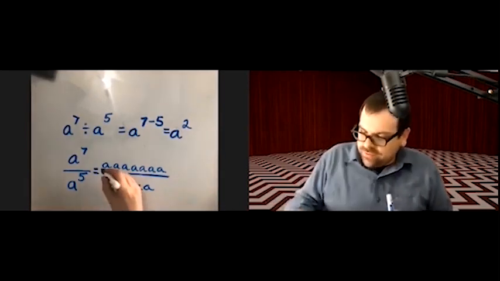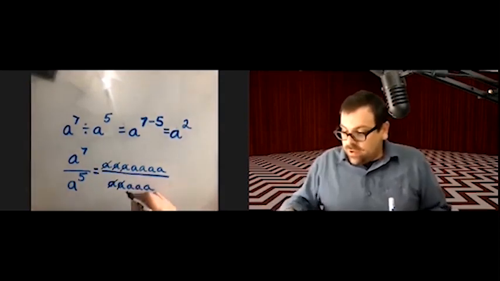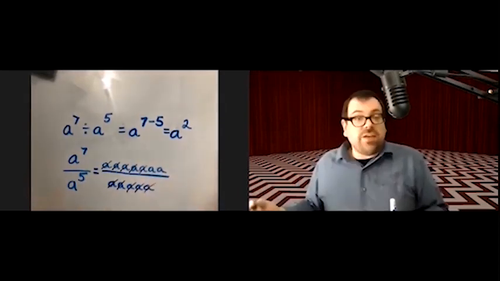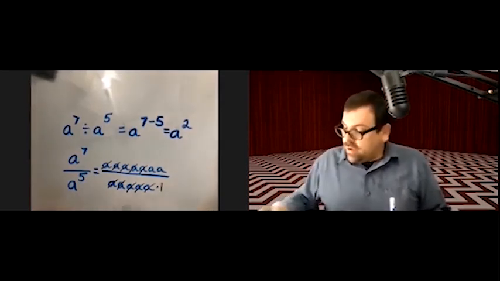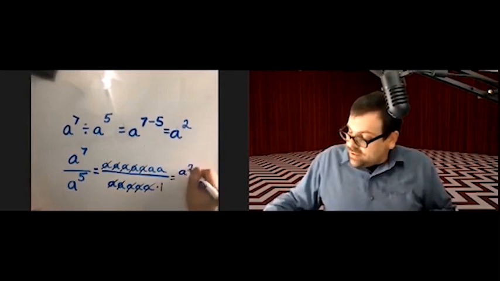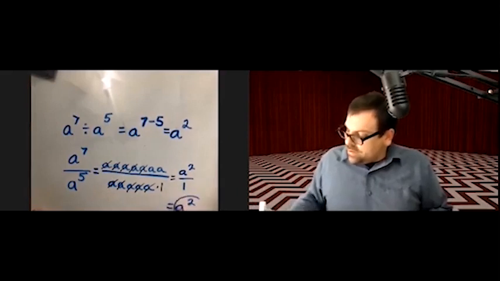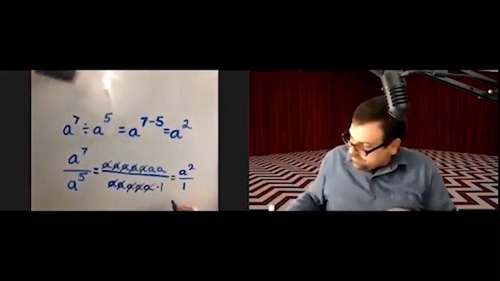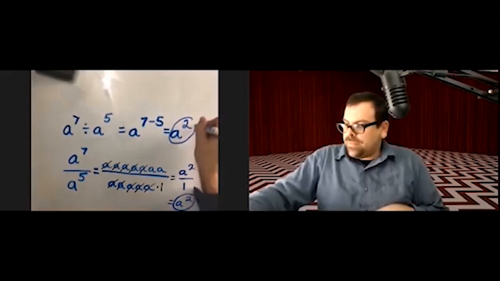This is no different than reducing a fraction. 1 set of a's cancel. 2 set of a's cancel. 3 set of a's cancel. 4 set of a's cancel. 5 set of a's cancel. There's nothing left on the bottom, so we got all the way down to the times 1. On the top, a times a. A times a is a squared. A squared over 1, since everything canceled on the bottom, that's just a squared. There we go.